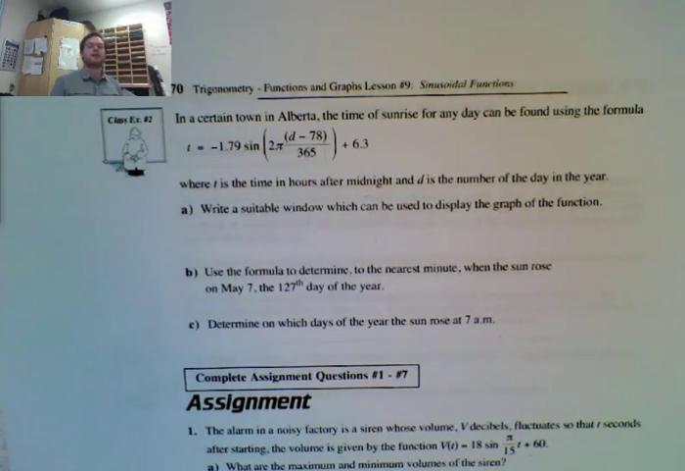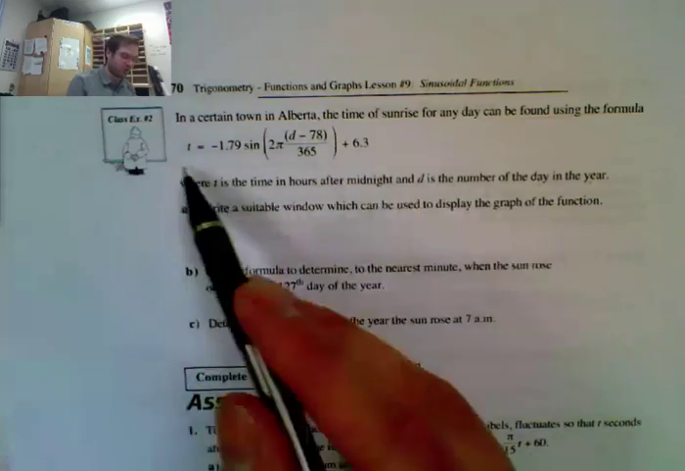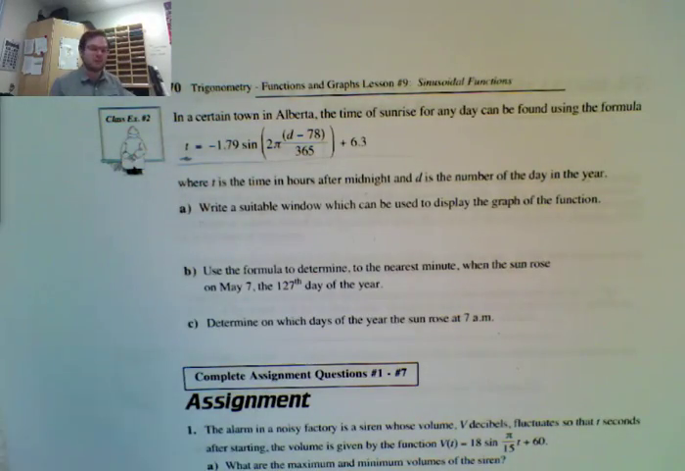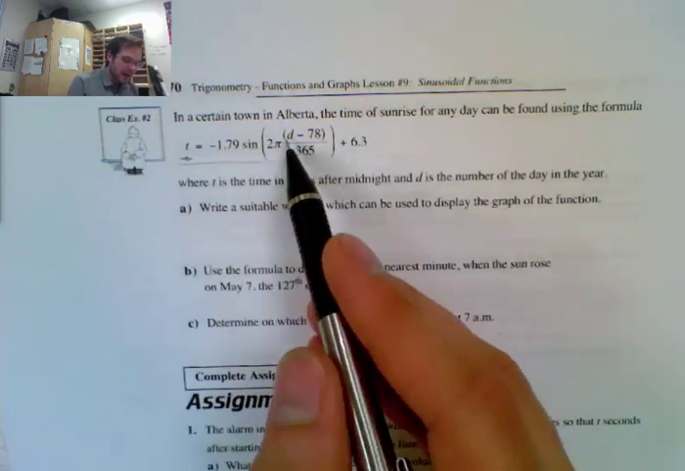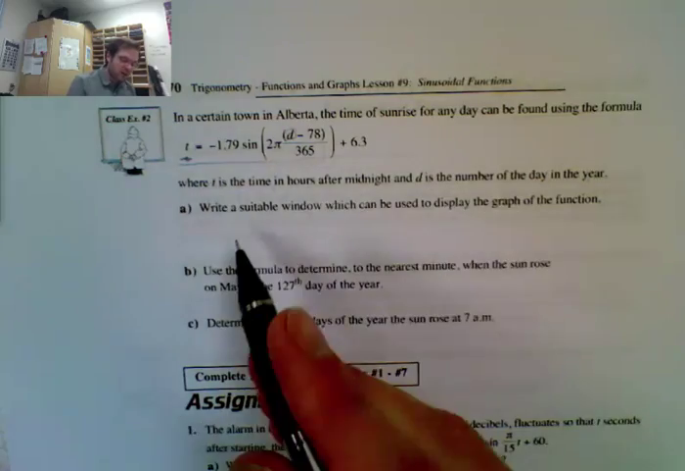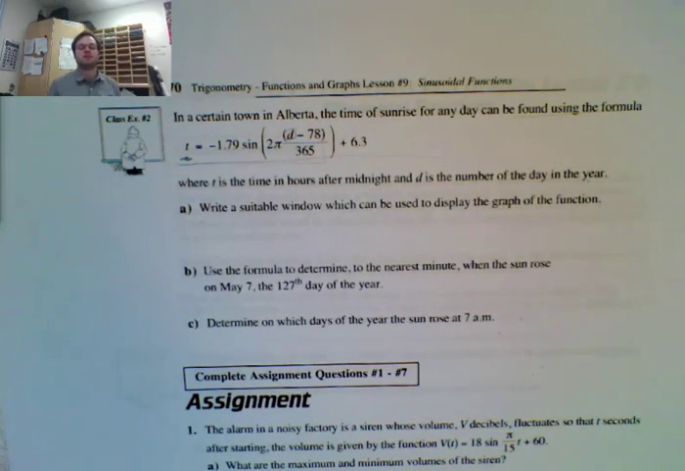Okay, so let's take a look at class example number 2. It says, in a certain town in Alberta, the time of sunrise for any day can be found by using this following formula here, where we have T representing the hours in the day starting from midnight, and D representing the day in the year. So, write a suitable window which can be used to display the graph.